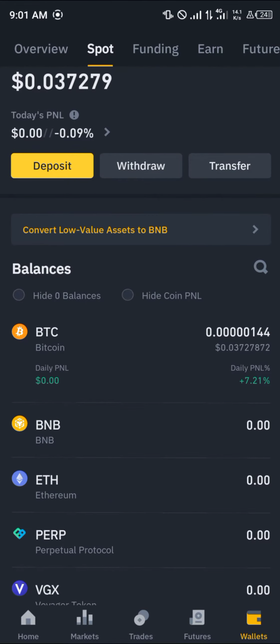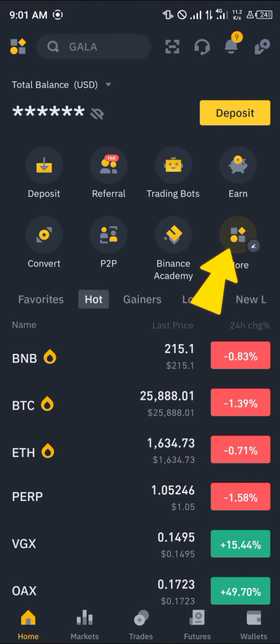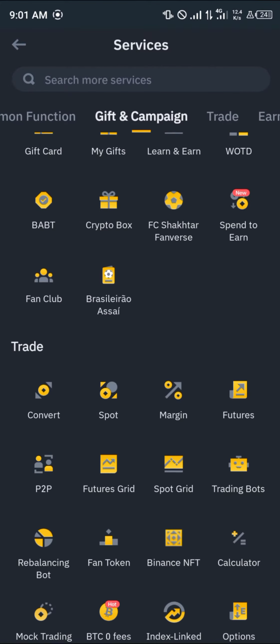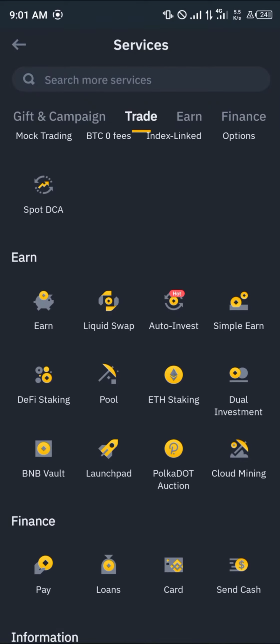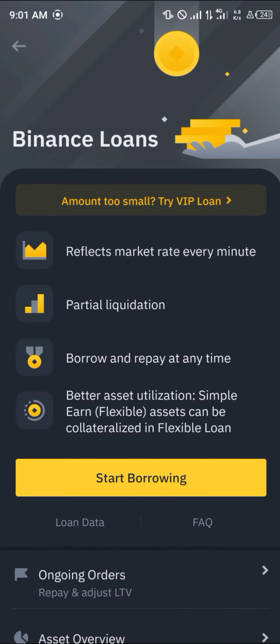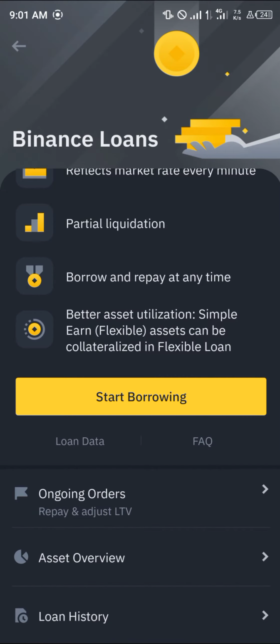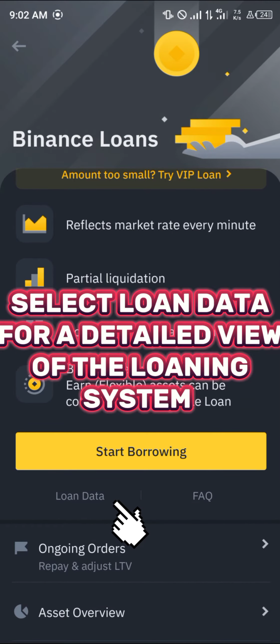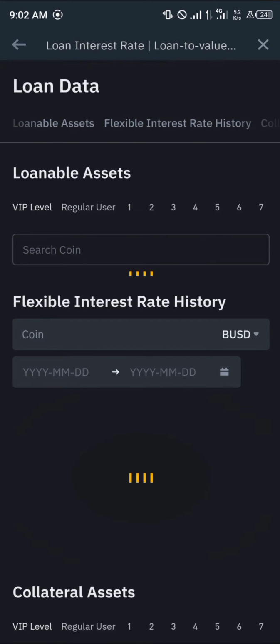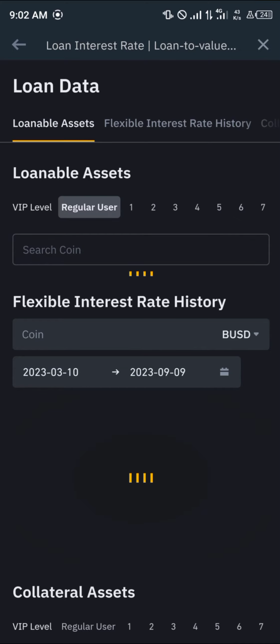So now once you've gotten yourself some collateral, head over to the home and select the more icon. And once you've selected the more icon, simply scroll down till you can find the finance menu. Now this finance menu holds the Binance Pay, the Binance loans, the Binance card, as well as the send cash. So select the loans. Once there, you're met with the Binance loan menu, where you can simply click on start borrowing. Or if you want to look at the loan data, you can look at this as well for your transaction limits, how much profit you can make, how much is going to be charged on the loan.